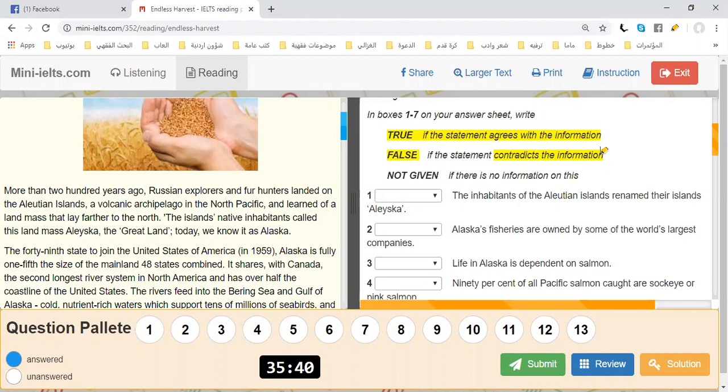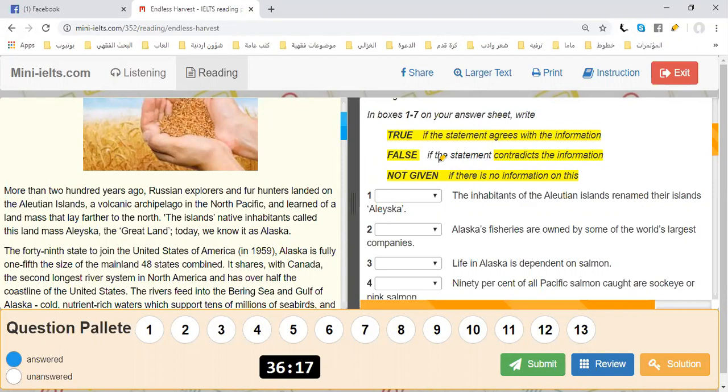Not given is when there is no information about the statement in the passage. If there is no way to know whether this statement is true or false, then the answer would be not given. So the difference between false and not given: when false, the information contradicts the statement. Not given, there is no way to know if that information is true or false. There's nothing given about this information.